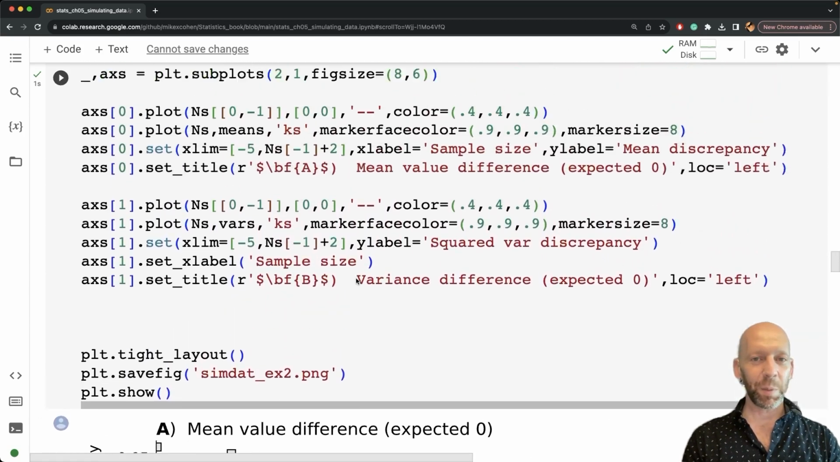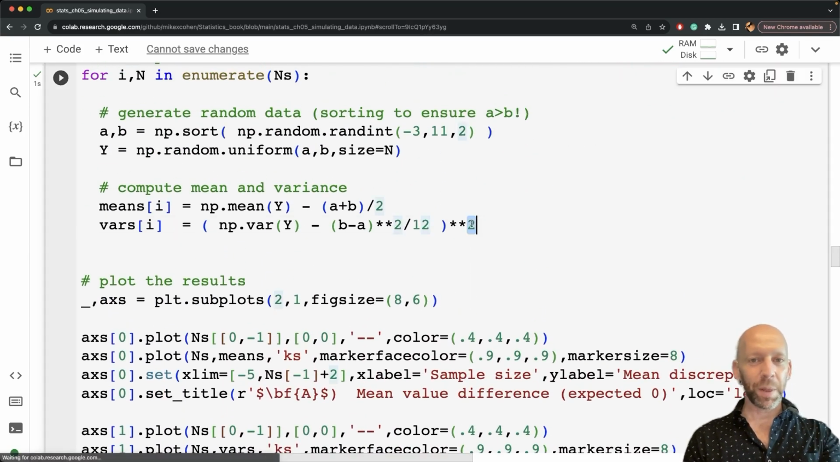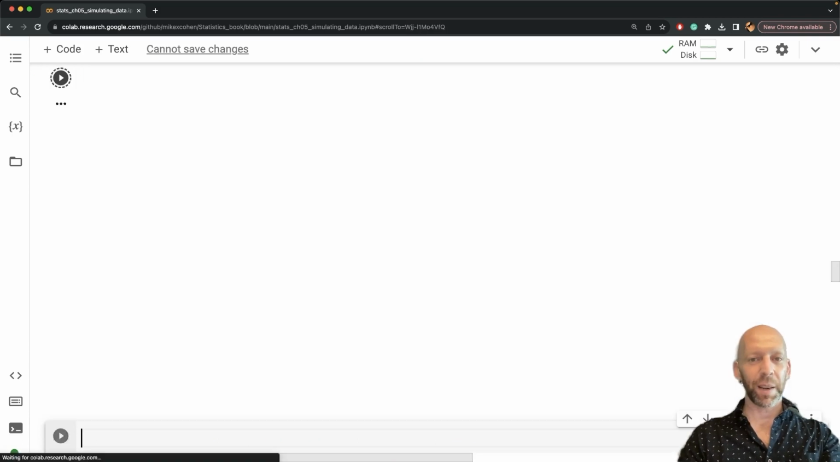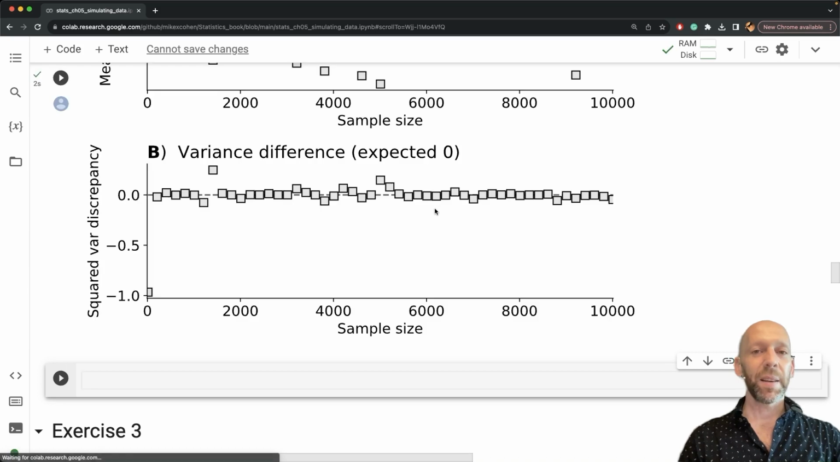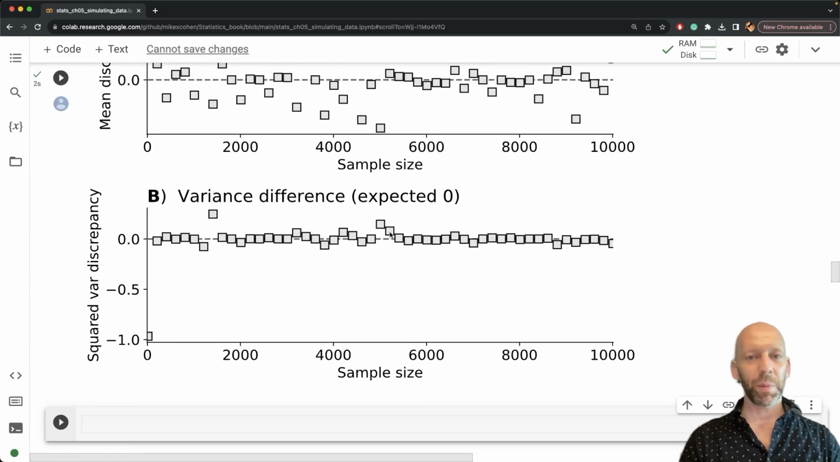You can repeat this experiment. I'll do that right now. Instead of squaring, just get rid of the squaring altogether. And then we're going to see that this systematic bias disappears. And now we have discrepancies that are above and below 0.